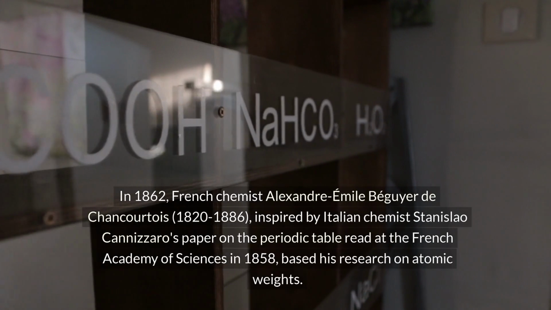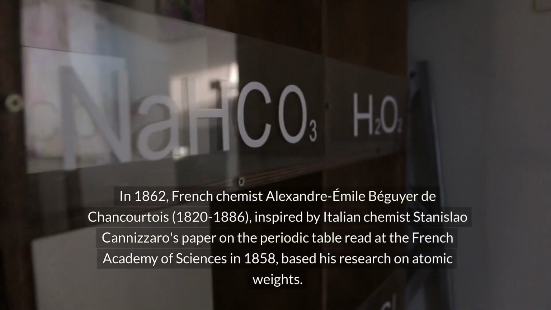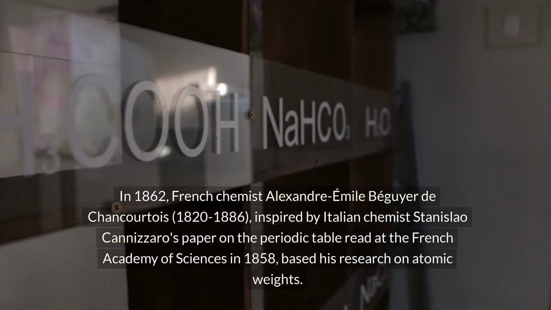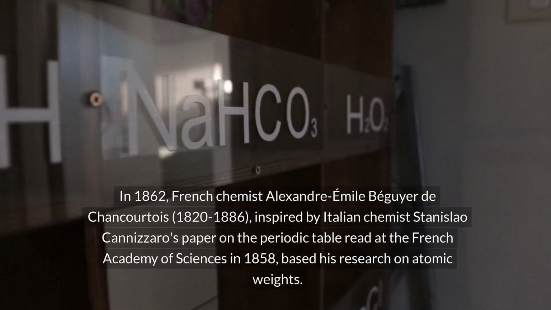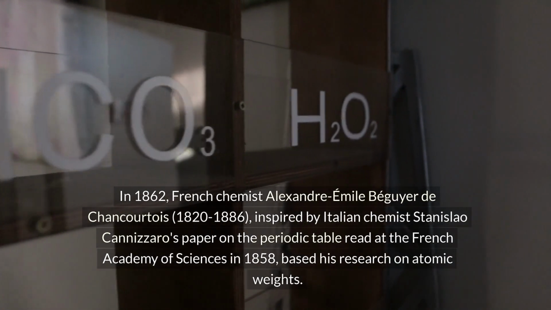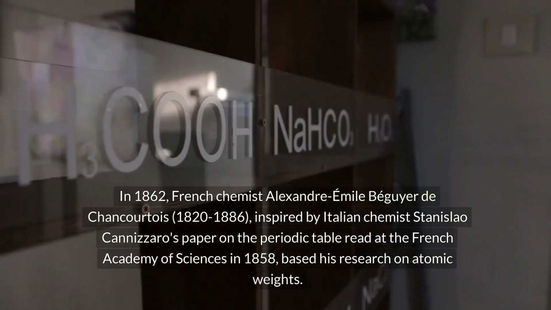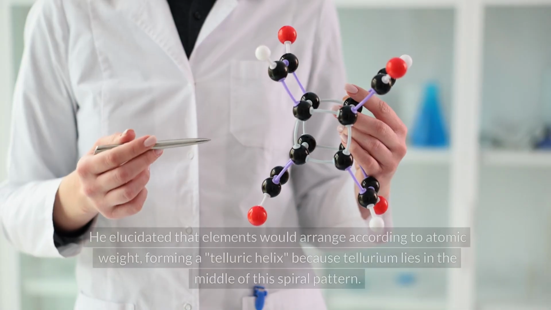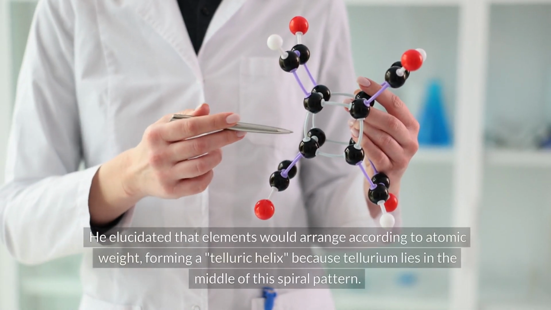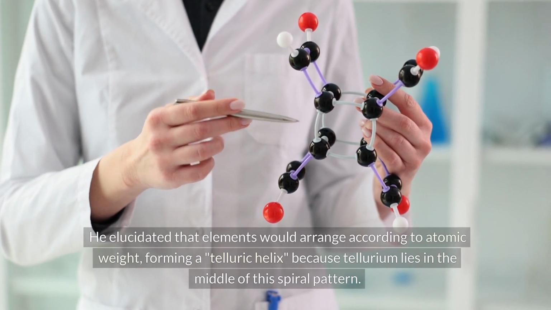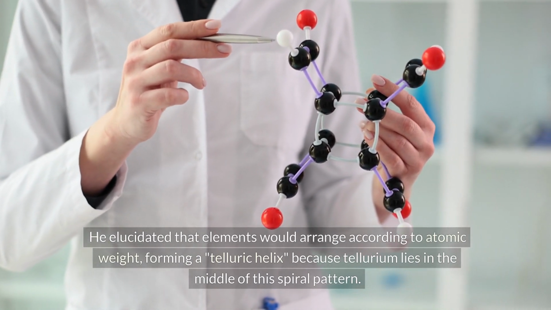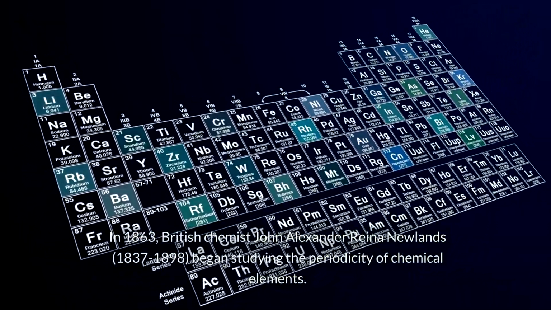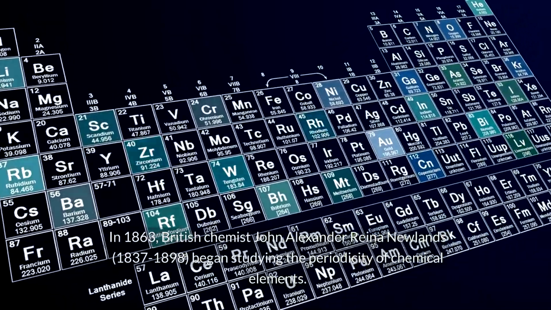In 1862, French chemist Alexandre-Émile Béguin de Chancourtois, 1820–1886, inspired by Italian chemist Stanislao Canizzaro's paper on the periodic table read at the French Academy of Sciences in 1858, based his research on atomic weights. He elucidated that elements would arrange according to atomic weight, forming a telluric helix, because tellurium lies in the middle of this spiral pattern.